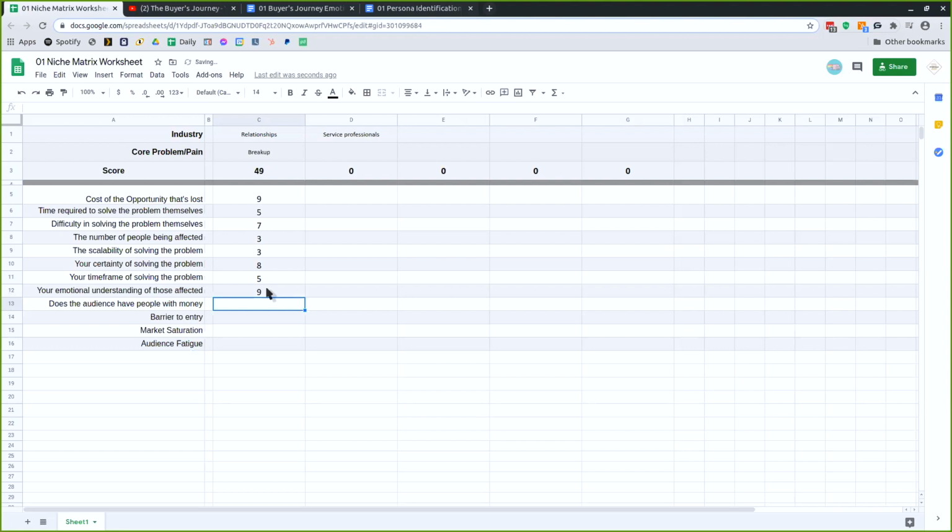Okay. Now the next one here is does your audience have people with money? This is super important. The last thing you want to be doing is offering a Ferrari to some 18-year-old kid, right? Some entrepreneur. They're not going to have the money for your product. So from where you're pricing, how well does your pricing fit the market? I mean, my pricing's low currently.